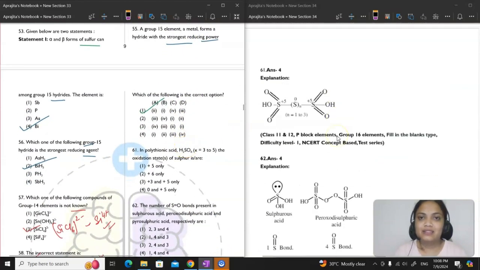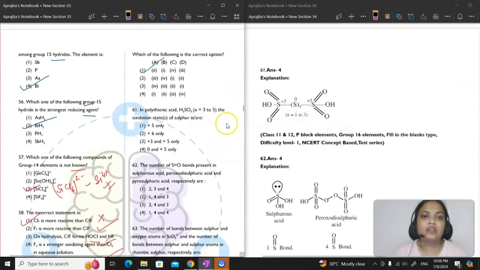Yes. Next is question number 67. In polythionic acid H2SxO6, x can be from 3 to 5. The oxidation state of sulfur are? So students, if I talk about the oxidation state of sulfur, it's actually H2SxO6. This is the correct formula, where x can be from 3 to 5.